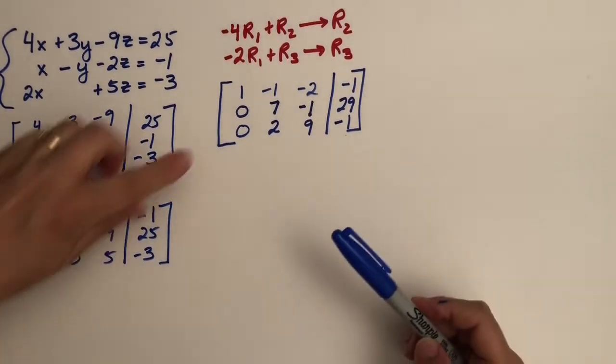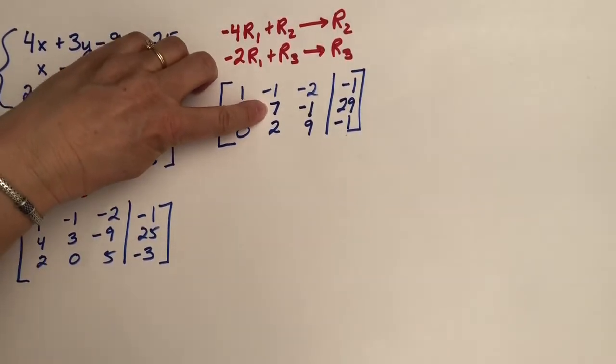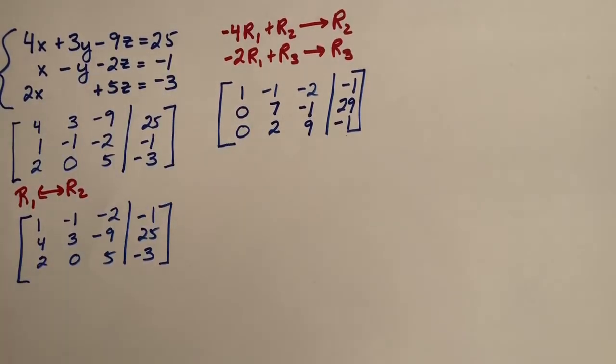Our next goal is to have 1 for the entry right here. Now this one we may have to be a little bit trickier if we want to avoid fractions. I always consider it a game to see if I can avoid fractions and keep things as integers. If I can't, then I go ahead and divide and introduce fractions into it.